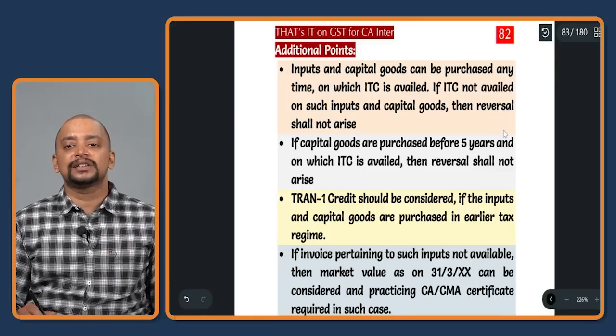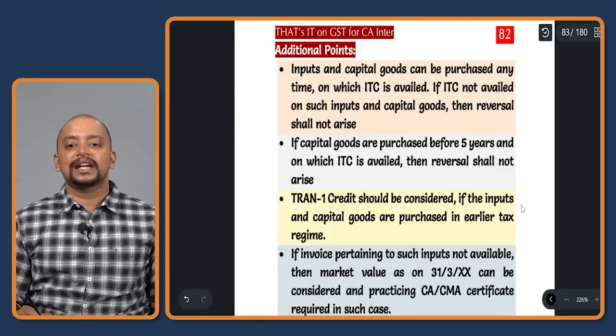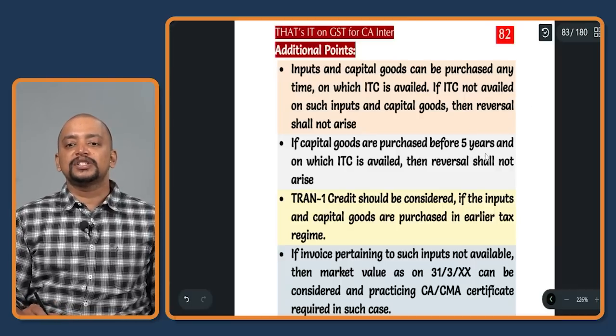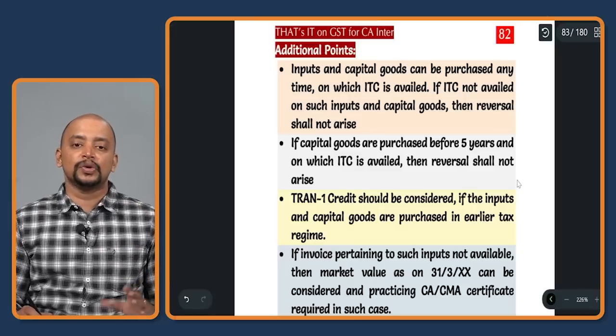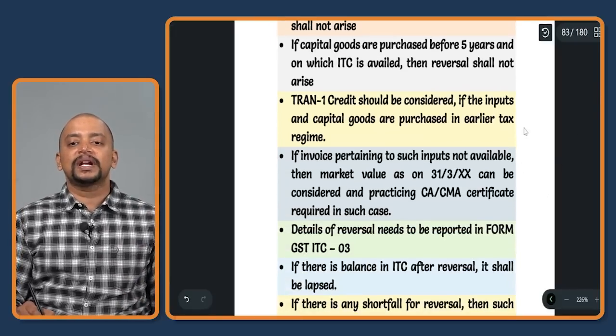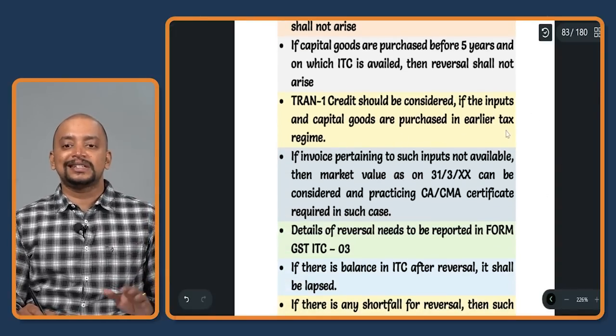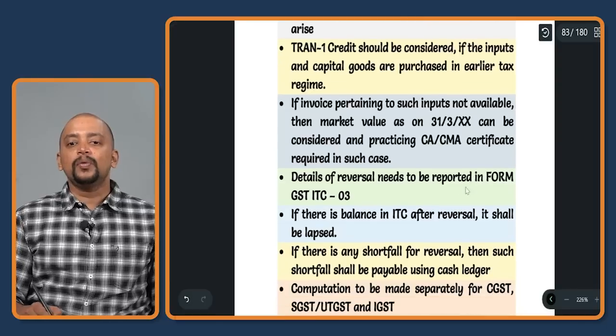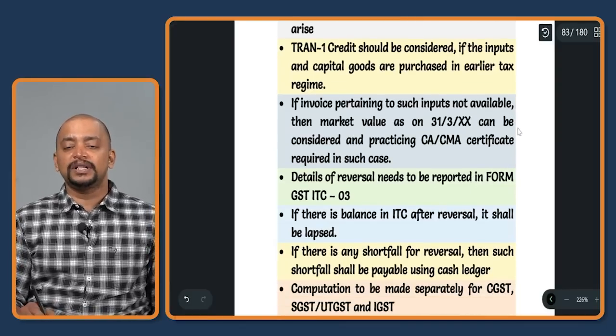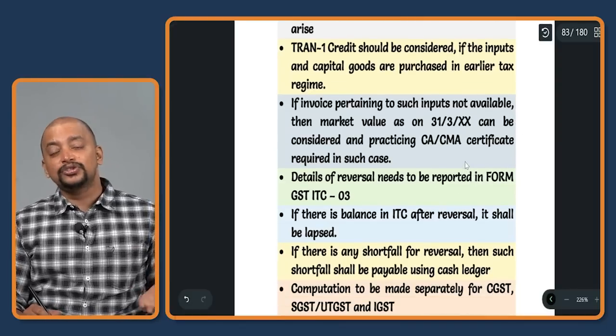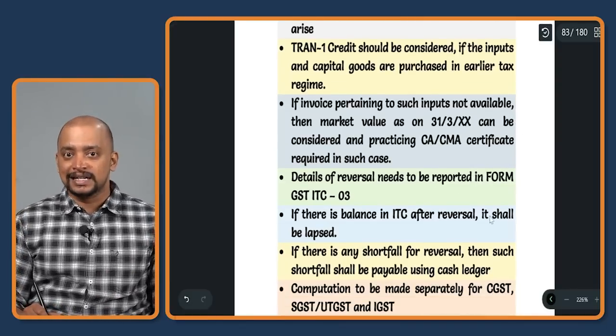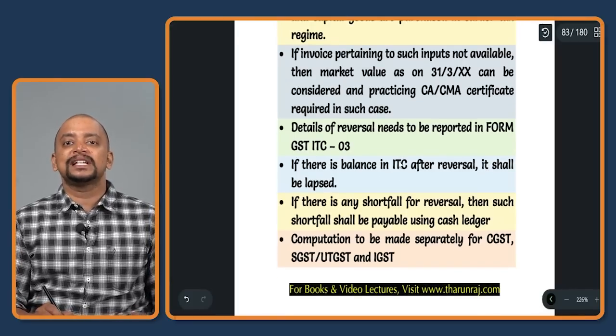Suppose if invoice details are not available, then we will take the market value in that case. If capital goods on which ITC was availed were purchased more than 5 years ago, then reversal shall not arise because 5 years is over. And Tran 1 credit should be considered if the inputs and capital goods were purchased in an earlier tax period. If the invoice pertaining to those inputs is not available, then we need to take market value, and that should be duly certified by a practicing CA or CMA, and they need to file one form, that is ITC 3.